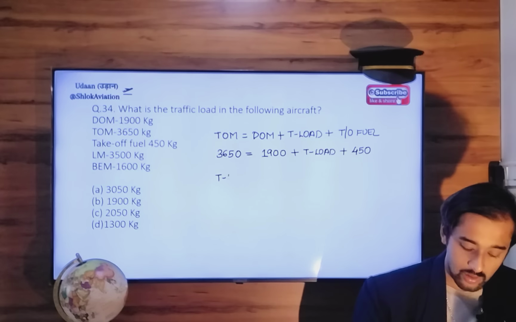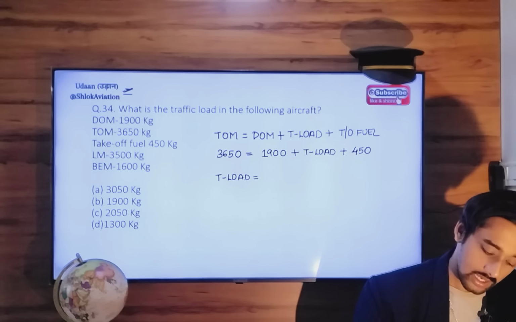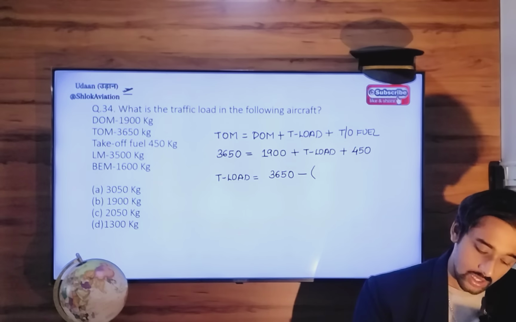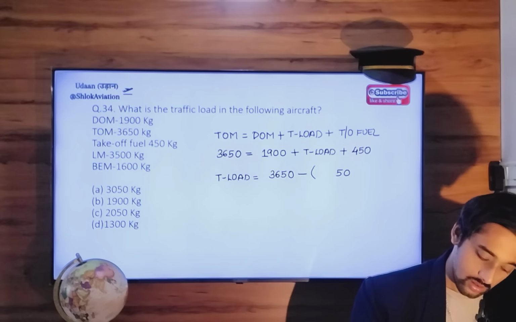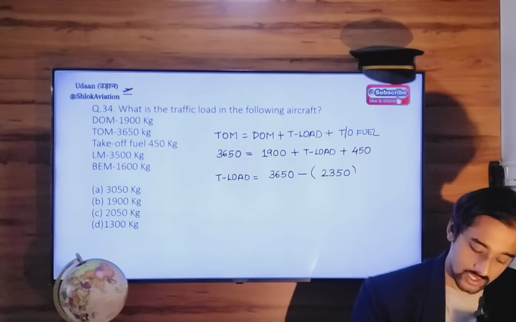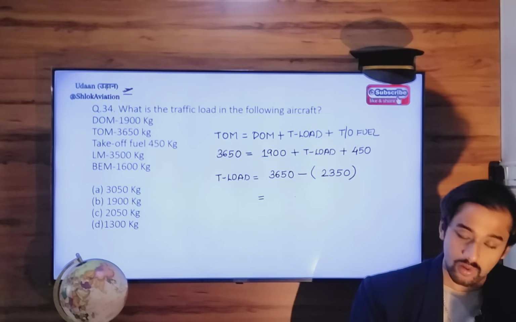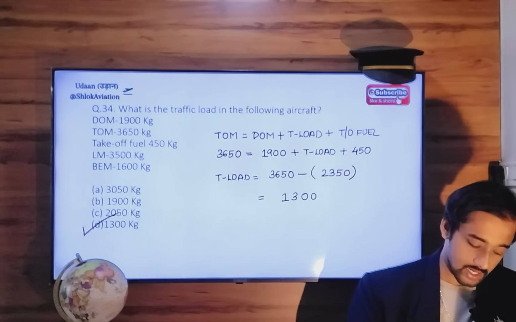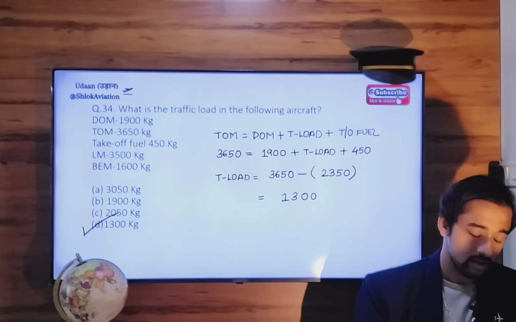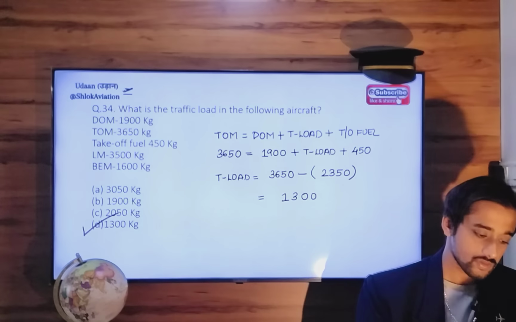So traffic load will be equal to 3650 minus 1900 plus 450, which is 2350. So 3650 minus 2350 is 1300 kg. So Delta will be the answer. Okay. Next question.